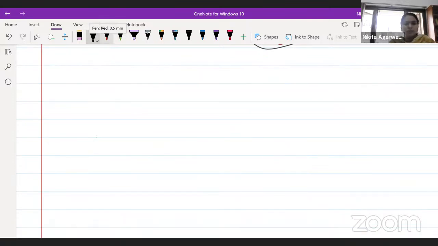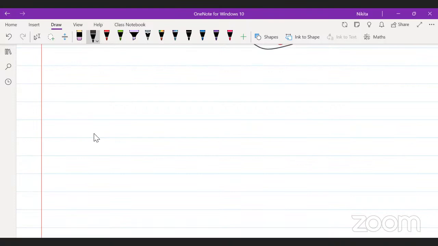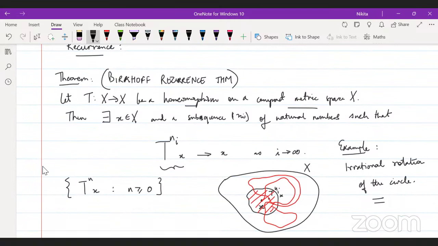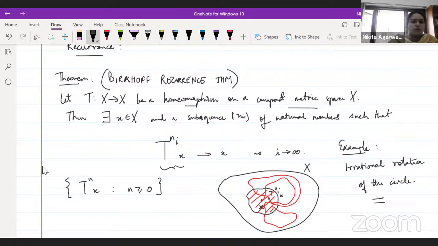Soumya, you have a question? Yeah. So if you consider, instead of irrational rotation, a rational rotation, in that case you'll have a subsequence which is a constant sequence, right? Yes. Thanks for asking this question. I didn't pay too much attention to that because once you have a fixed point or a periodic point of a map, then this will always be the case, right?